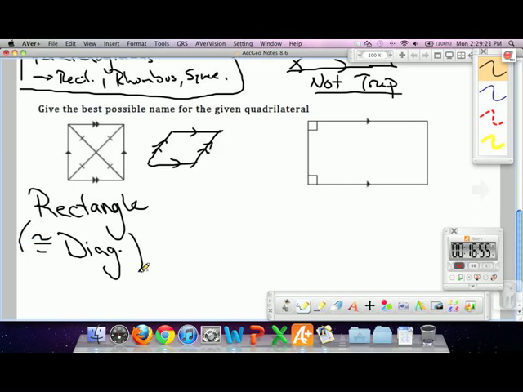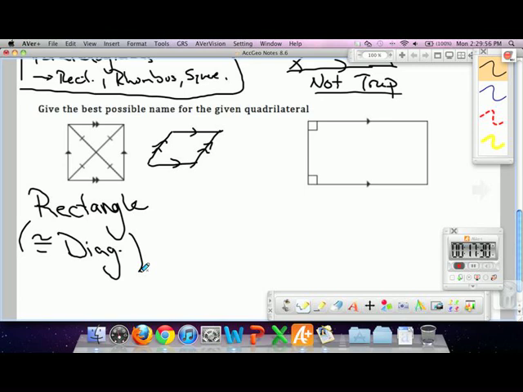How about this thing? What's the best name we could give this figure? Okay. So, what could I call this? Can you call this a rectangle? Okay, why not? Sides, we don't care. Rectangles, we don't care about the side lines. Those don't matter.